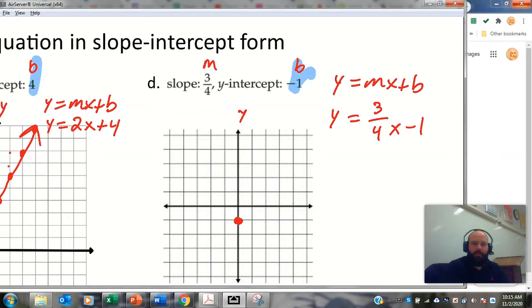And from there, our slope is 3/4. So it means up 3 and then over 4. So you'll see me count from that point, 1, 2, 3, and then over 4. 1, 2, 3, 4. And I'll put a big dot right there. And then from there, it's just a matter of drawing our line. And that's it. There's our line of y equals 3/4 x minus 1.